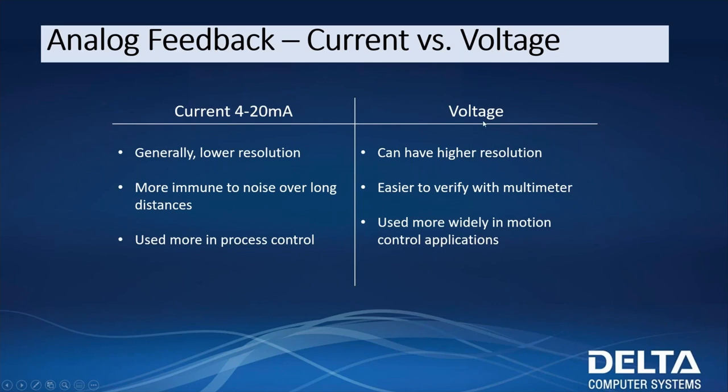So a lot of times you're going to see that you'll be using voltage feedback, but current feedback is a definite option as well. And it really just depends. You need to look at the data sheet and see what you're getting from the current or the voltage transducers.